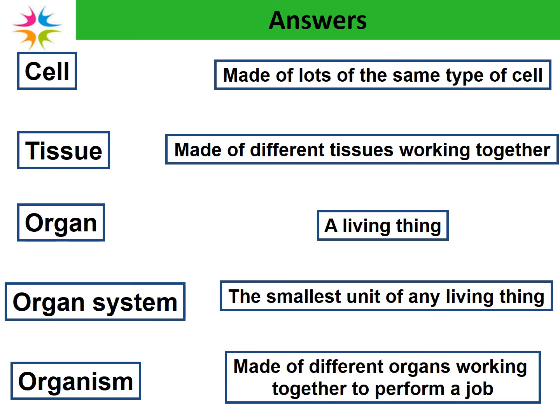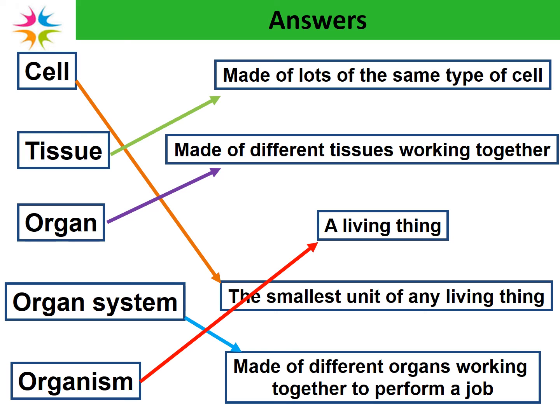So the first one, cell. The smallest unit of any living thing. Tissue, made of lots of the same type of cell. Organ, made of different tissues working together. Organ system, made of different organs working together to perform a job. An organism, a living thing.